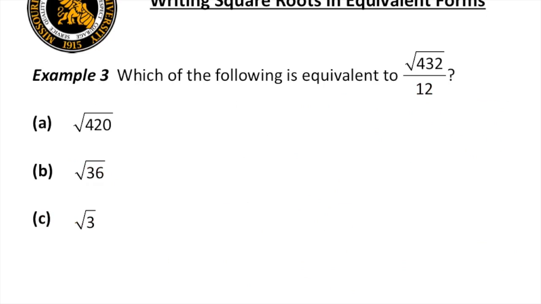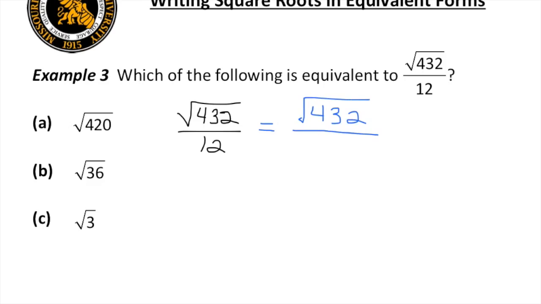In example 3, we're asked to determine the equivalent for the square root of 432 over 12. So we begin by writing our denominator with a square root. That is, we write 12 as the square root of 12 squared, 12 squared being 144. Now our numerator and our denominator both have a square root, so we can rewrite this as one large square root over the entire fraction 432 over 144.